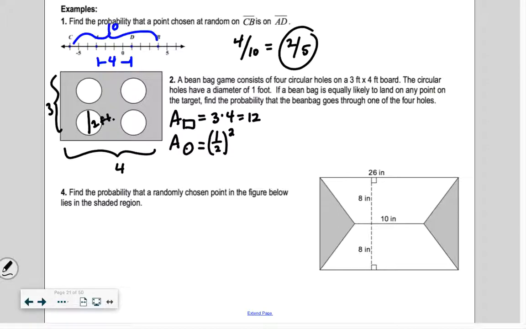That's our r squared. I guess I should put my pi in there too. It doesn't have to be at the front, it could be on the back. So we have pi r squared.